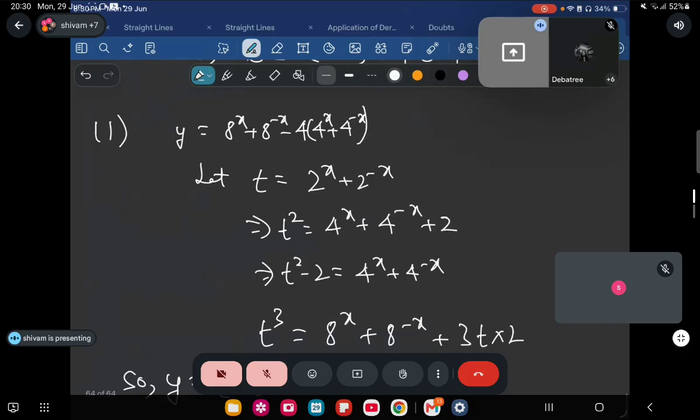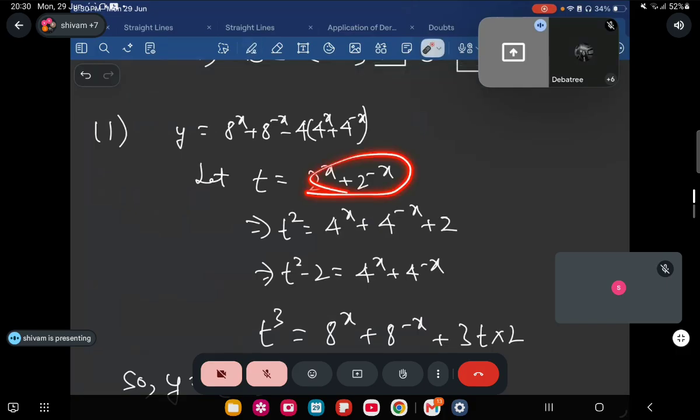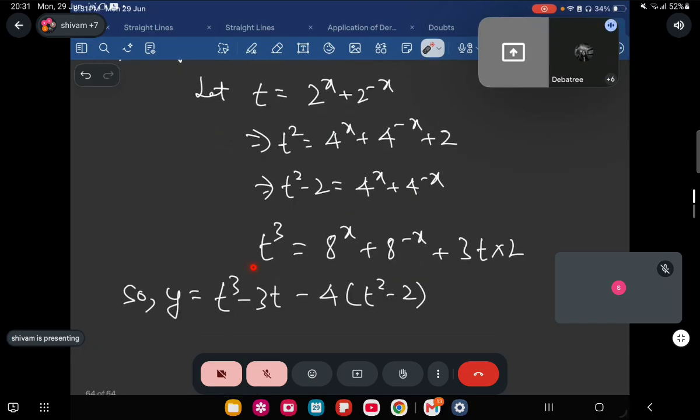Yes. See, if I take t equal to 2 to the power x plus 2 to the power minus x, both are powers of 2, I have to convert them into a single variable. So t square is equal to 4 to the power x plus 4 to the power minus x plus 2. So t square minus 2 is equal to 4 to the power x plus 4 to the power minus x. Yes, sir. Okay, sir, got it.